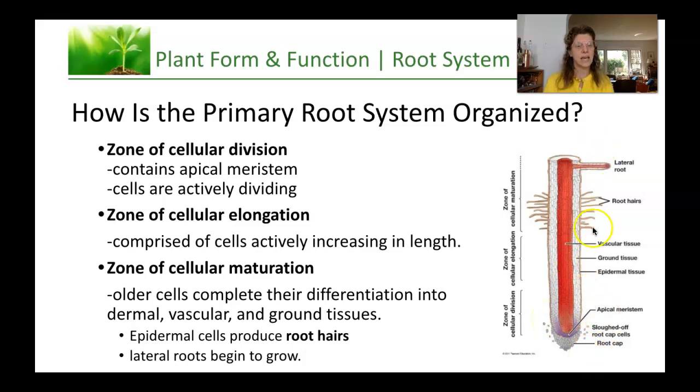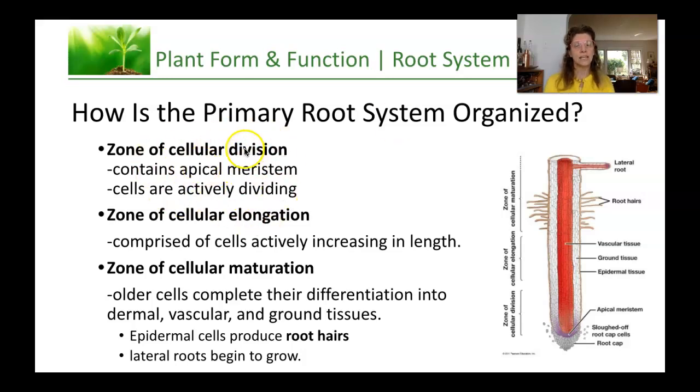So we divide it into 3 different sections. There's the zone of cell division, right? So I said mitosis happens here. The zone of cellular elongation, and then the zone of cellular maturation, which is where we have a lot of the root hairs and lateral roots. Remember, the zone of maturation are going to be older cells. It makes sense, it uses the term maturation, and they're going to be differentiating into that dermal, vascular, and ground tissue.